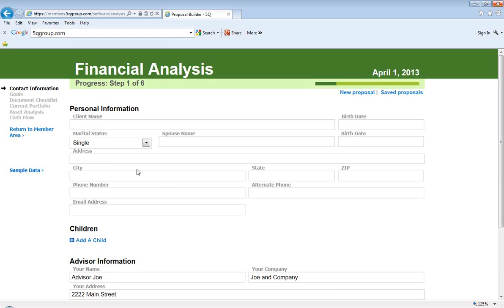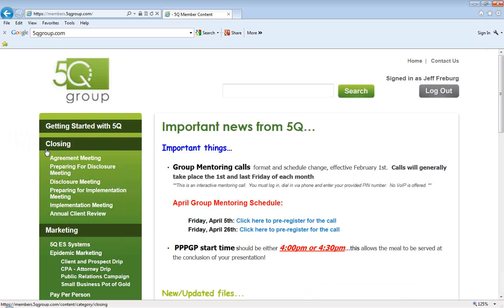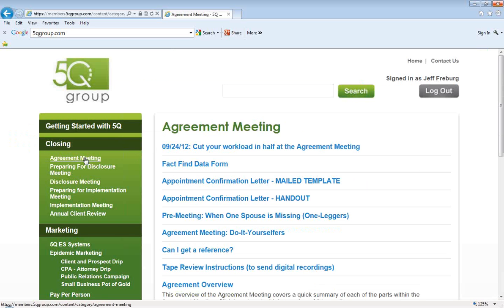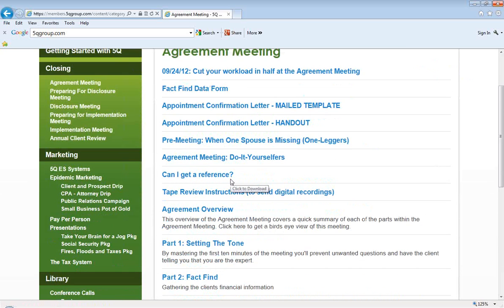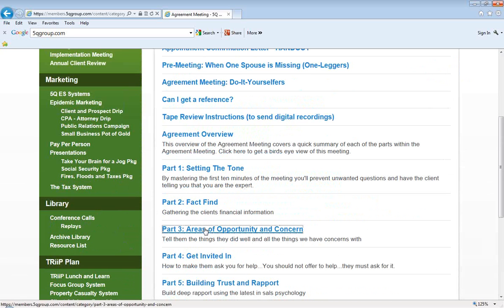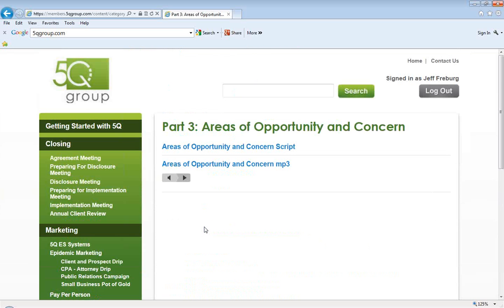But there are also some areas of opportunity, things that maybe you're not doing now that you could be doing that would give you an opportunity, and some things that concern me a little and may or may not concern you, but let me just tell you what they are. If you go to the agreement meeting, you'll find it all broken out, but I'm specifically talking about areas of opportunity and concern.